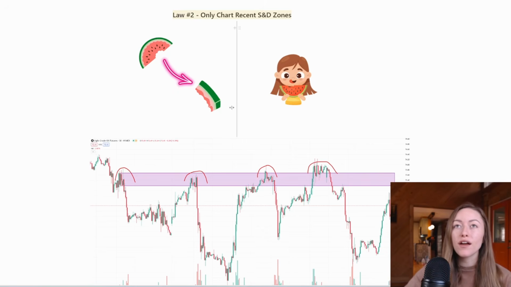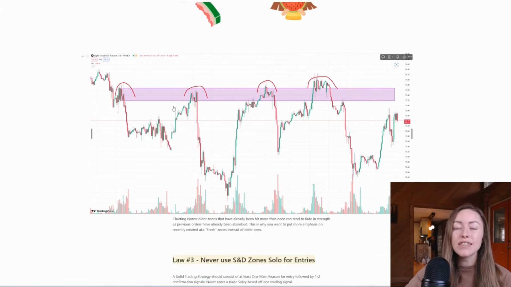But the reason for that, as well as only charting recent supply and demand zones, is because let's use a watermelon as an example here. If you've got a slice of watermelon and you have a hungry kid, you can bet that that watermelon will be eaten up very quickly the more that kid comes back in the kitchen, right? So you've got a big slice of watermelon. Every time they're coming in the kitchen, they're taking a bite, and eventually that watermelon slice will be gone. The same thing is said for supply and demand zones. Every time we enter that zone, it's going to become weaker and weaker because there are left behind orders. Eventually, those orders are going to be filled.